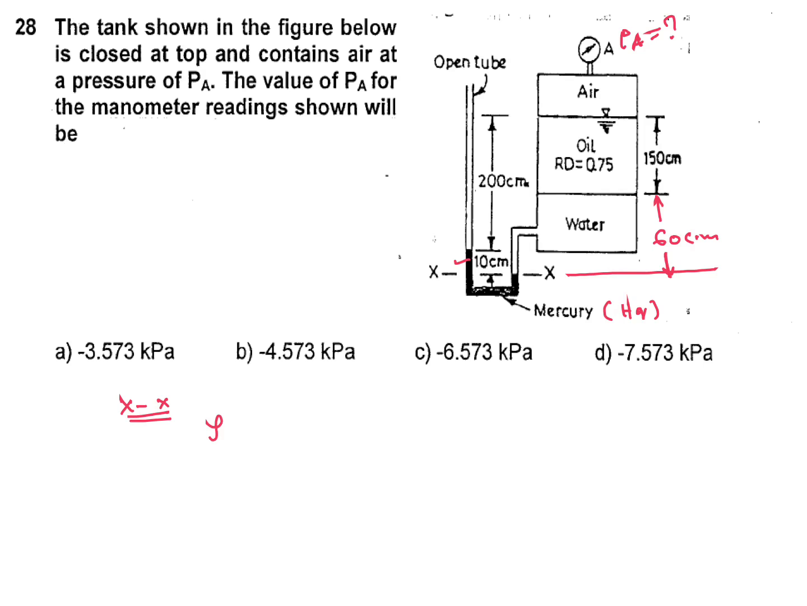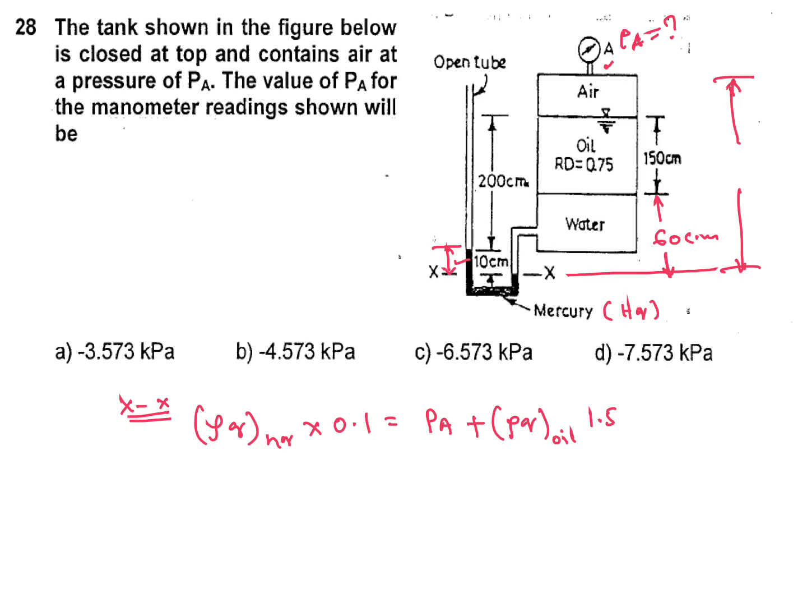So rho g Hg into height, which is 10 cm, so 0.1 meter, plus PA. Then oil, rho g; left side, right side we will balance. This is the left side and from here we will start the right side. Right side: PA plus rho g oil into H oil, which is 150 cm, so 1.5, plus rho g water, and H we already calculated as 60 cm, so it's 0.6 meter. This one we have to solve.